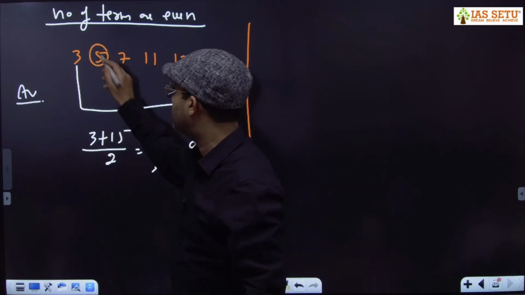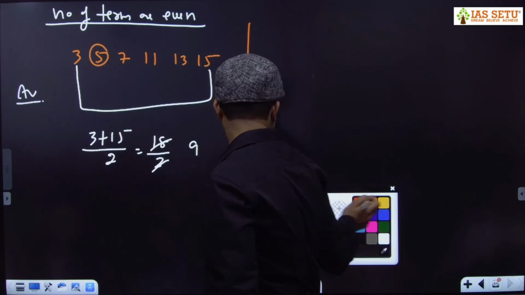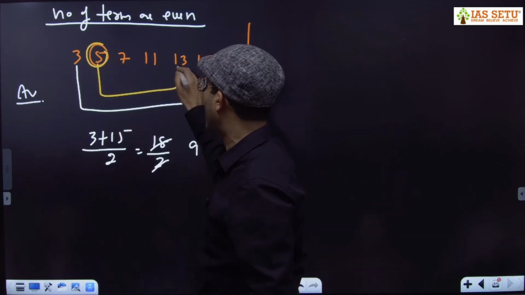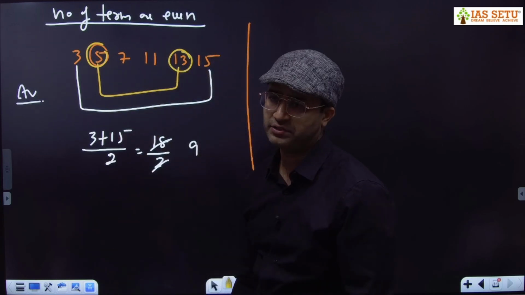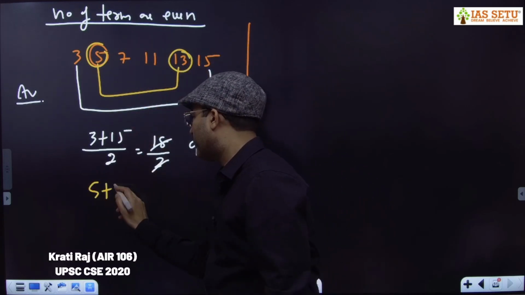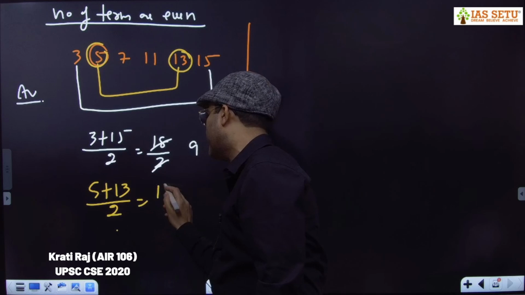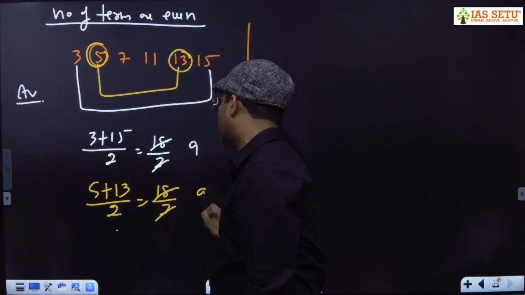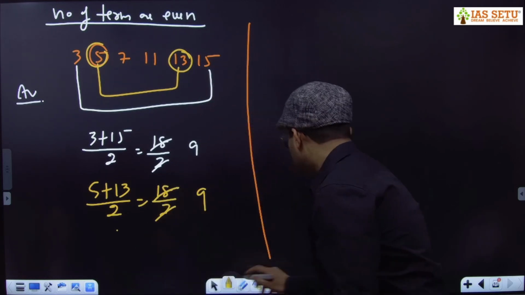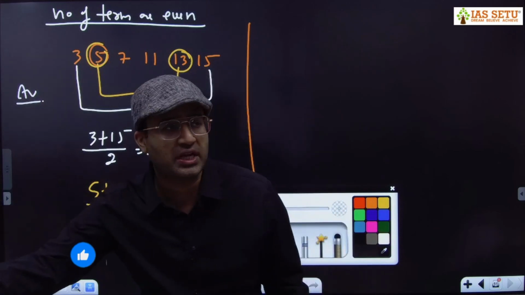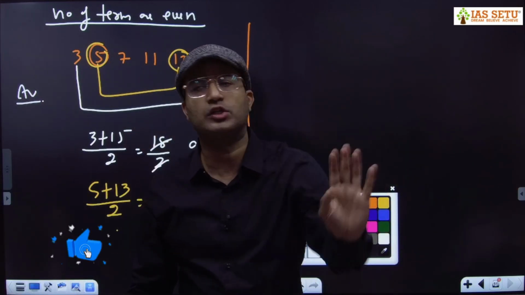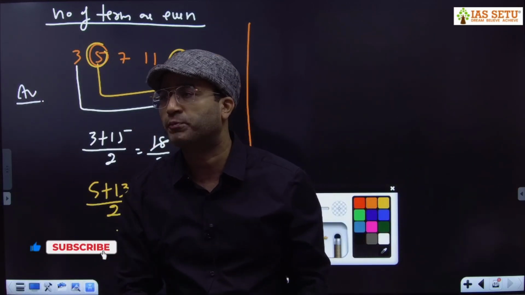So here this term and this term is also sufficient to tell you the average. 5 plus 13 divided by 2, 18 divided by 2, we get 9. Similarly, the third term from starting and the third term from last is also sufficient. So it's about the corresponding pair.